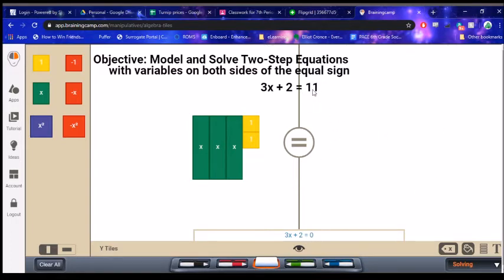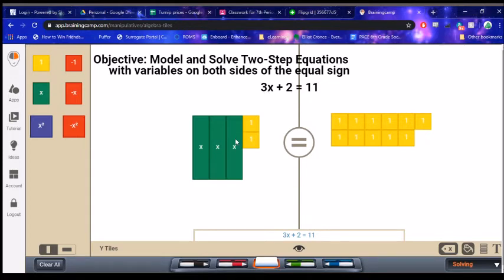On the right side we have 11, so that means we're going to need 11 of these yellow squares. I'm just going to drag 11 of them over. If you click on the yellow squares, it'll just add them to the mat automatically instead of having to drag them over and over again. I'm going to copy and paste those and add one more. So now I have 11 yellow squares on the right, and that gives us our equation 3x plus 2 equals 11 modeled with algebra tiles.